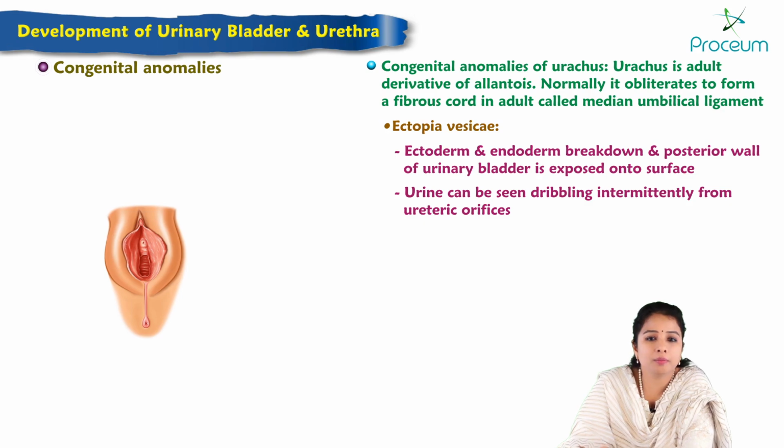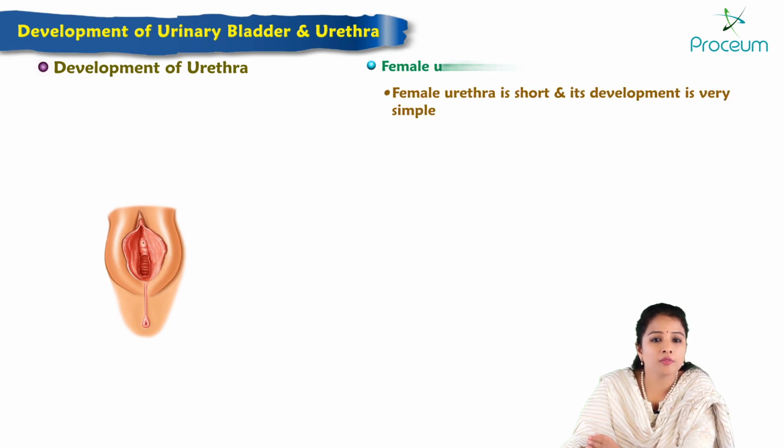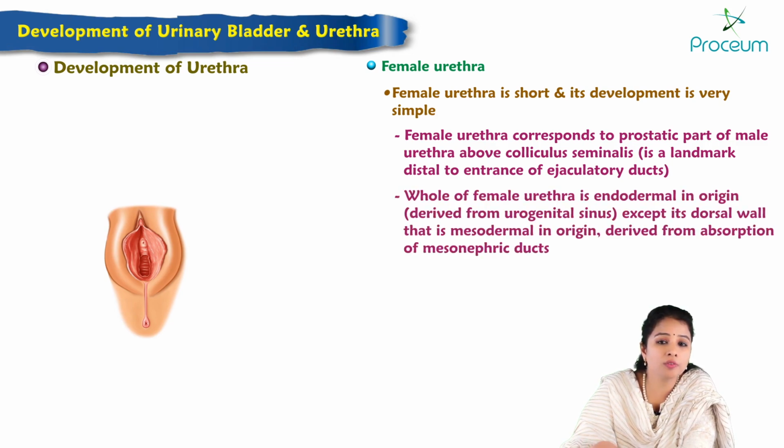So, let us move on to the development of the urethra. First we shall begin with the development of the female urethra. The female urethra is short and its development is very simple, because the female urethra corresponds to the prostatic part of the male urethra, above the colliculus seminalis, that is, a landmark distal to the entrance of the ejaculatory ducts. The whole of the female urethra is endodermal in origin, derived from the urogenital sinus, except its dorsal wall, which is mesodermal in origin, derived from the absorption of the mesonephric ducts.